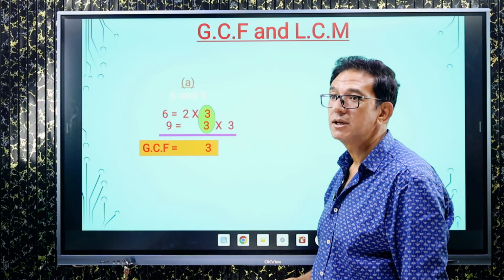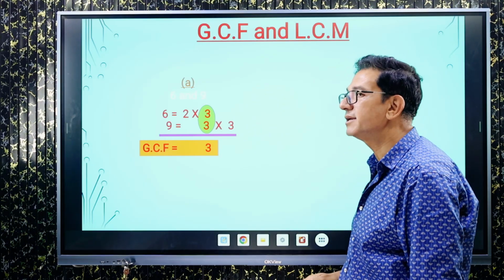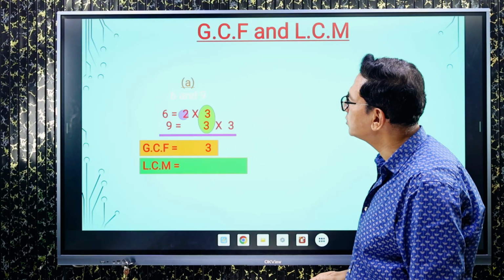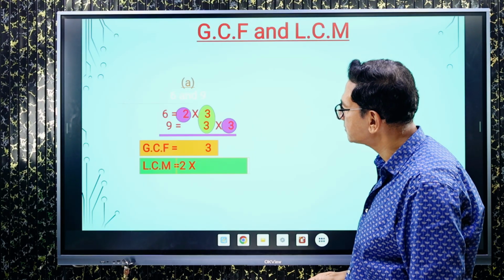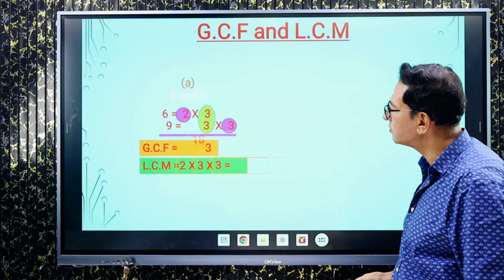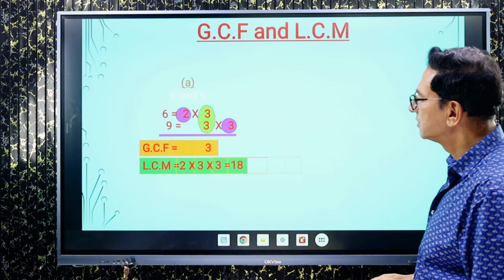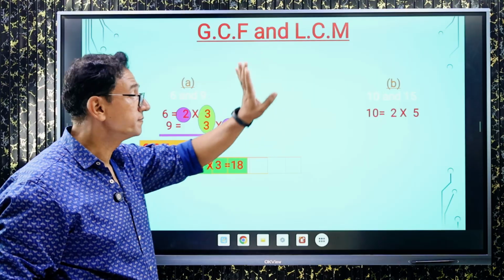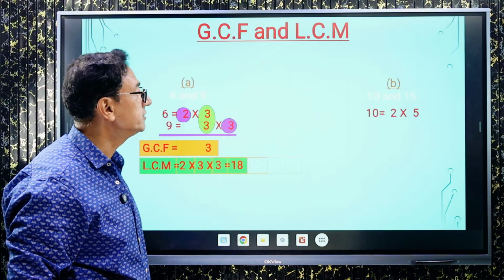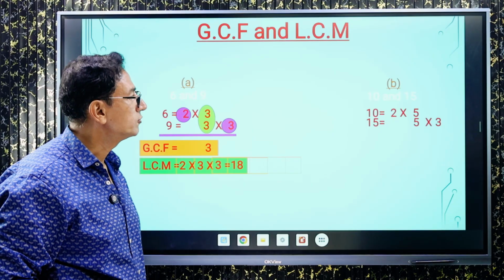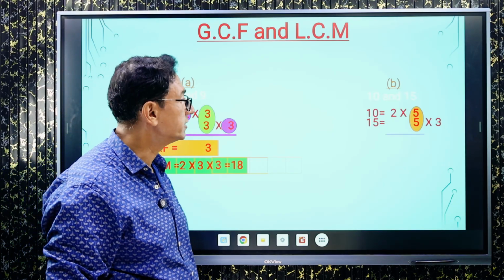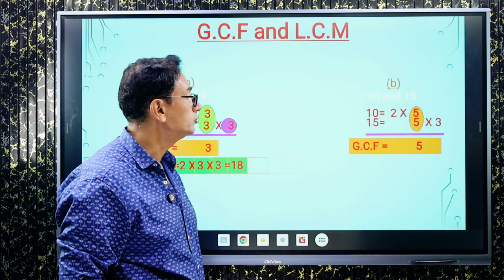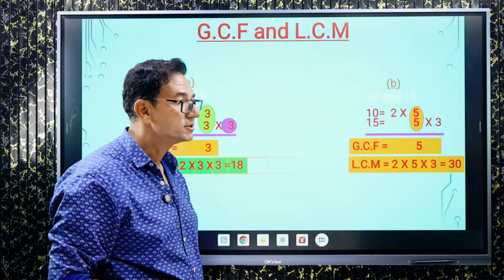And for the LCM, we will take all the factors, the common and the uncommon factors. So the LCM will be 2 times 3 times 3, which equals 18. B, 10 and 15. 10 equals 2 times 5, and 15 equals 3 times 5. For the GCF, 5 and 5, we will take only one of them. And for the LCM, we will multiply 2 times 5 times 3 equals 30.